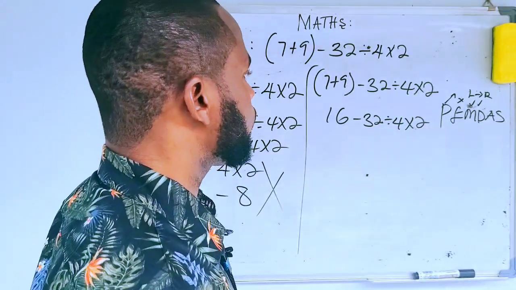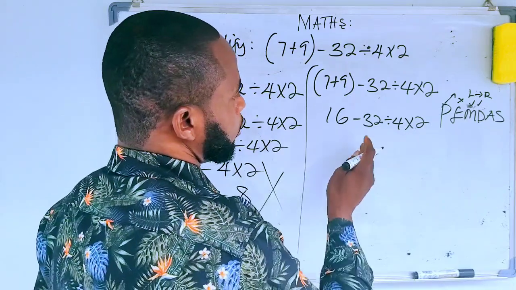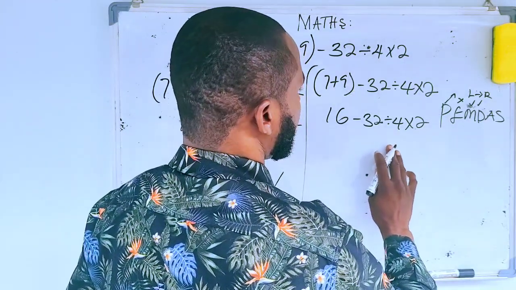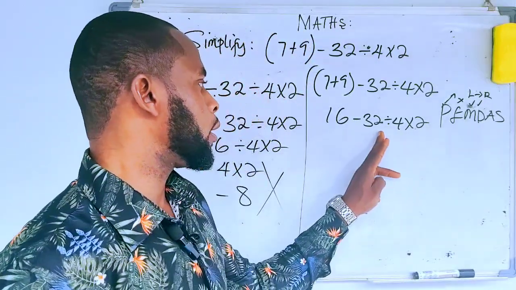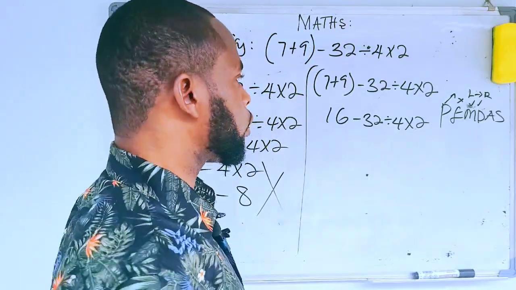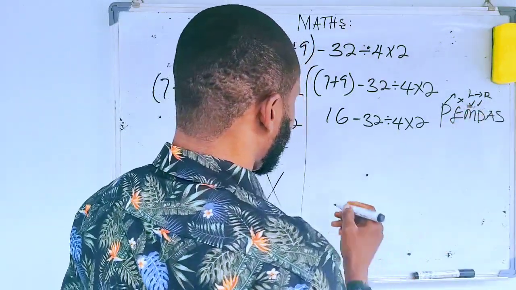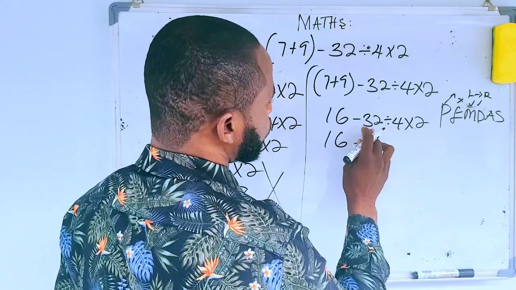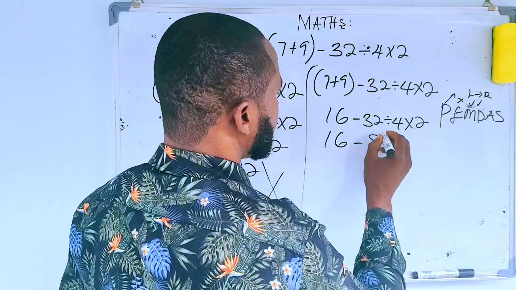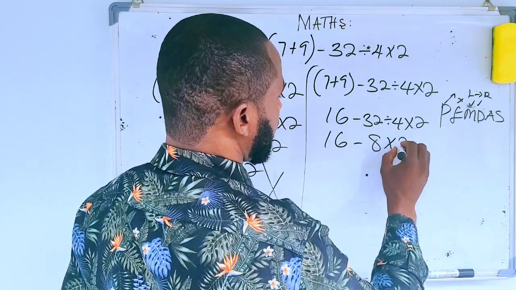Then again, the next step to consider is division here. Even though multiplication comes first, we are going to consider division because the operations move from left to right. Then as such, we are going to have 16 minus 32 divided by 4, that gives 8, multiplied by 2.